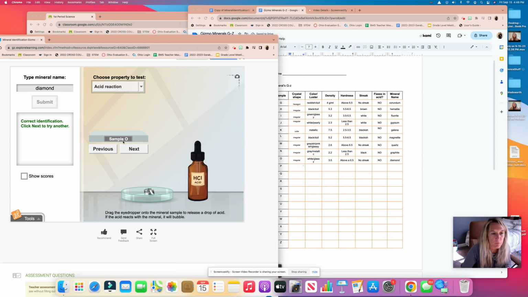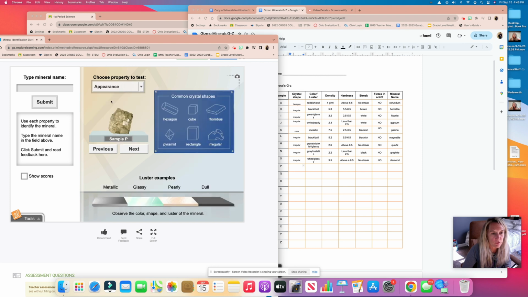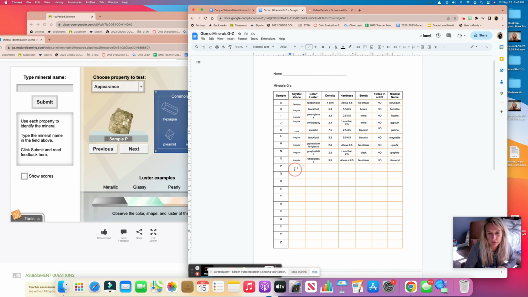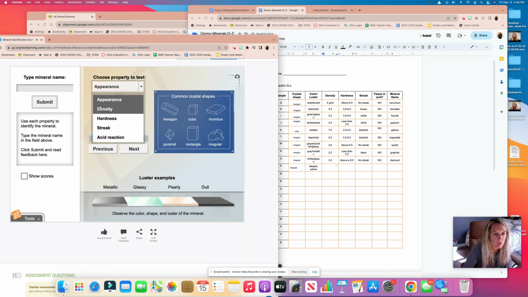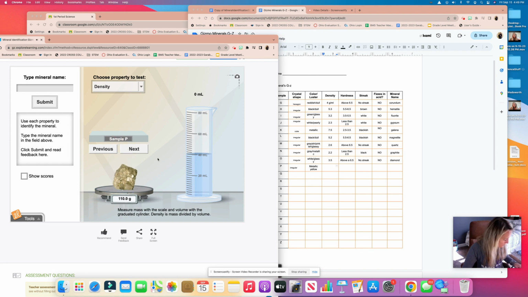All right, letter P. We're going next to appearance. This one is fun. This one is metallic. It is irregular, and it's kind of yellowish, goldish. So we're gonna say metallic, irregular, and yellow. Let's try the density. It is 110 grams. We divide that by the volume of 22, and we get 5.